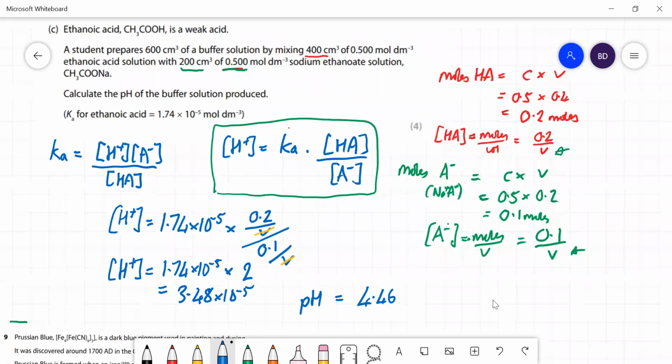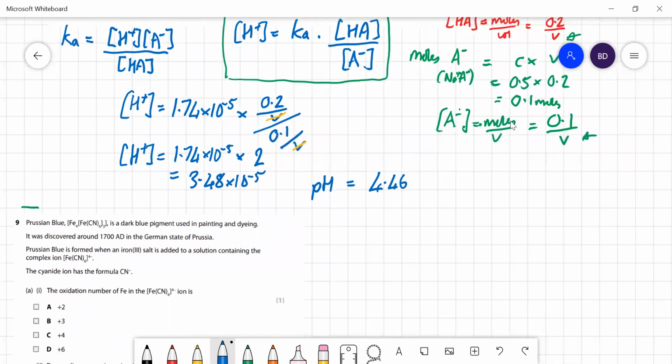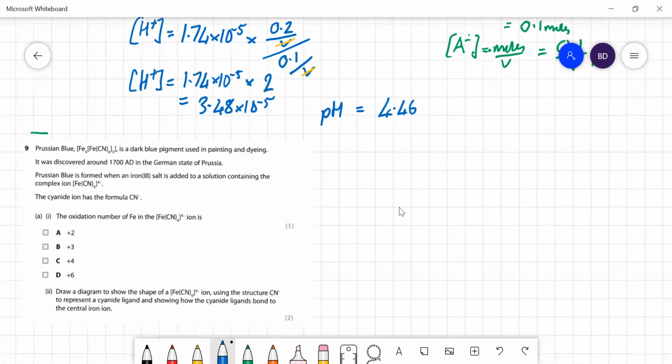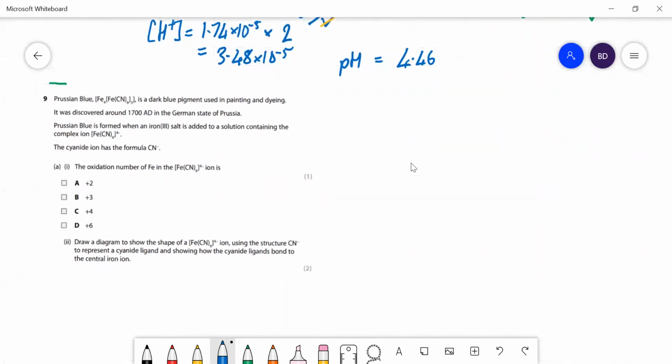Complex ions now. Prussian blue is a dark pigment used in painting and dyeing. Prussian blue is formed when an iron 3 salt is added to a solution containing the complex Fe(CN)6 4-. The cyanide ion has the formula CN-. What's the oxidation number of Fe in the Fe(CN)6 4- ion?